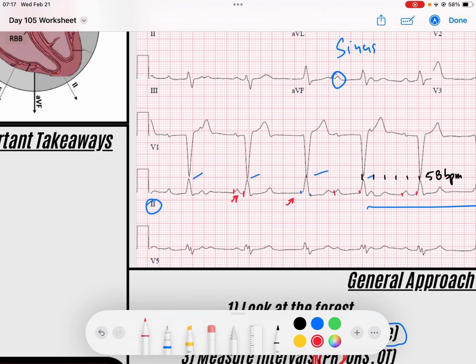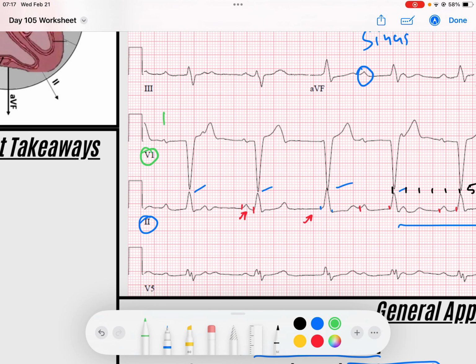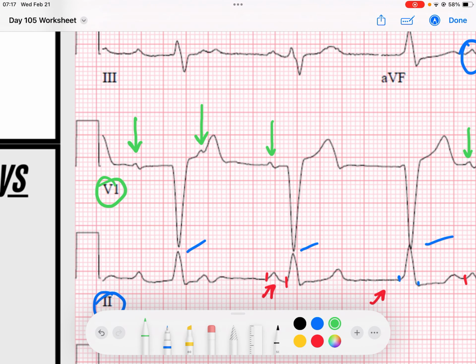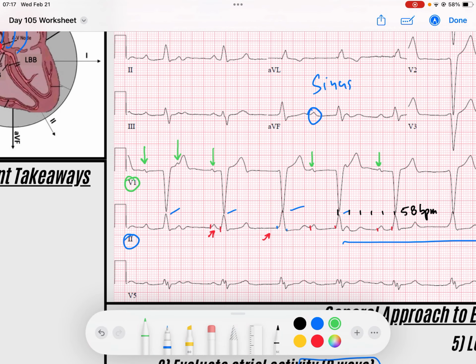I might use maybe V1, which has good P waves typically because they're nice and sharp biphasic P waves. And so I see I've got a P wave here. Definitely got a P wave there. Let's see, I've got one here. I've got one here. But let's look a little closer. Look in the exact middle. And you see right on that ST segment a little bump. You see a little bump right there on the ST segment? That's an actual P wave that's hidden underneath the ST segment of that previous beat.